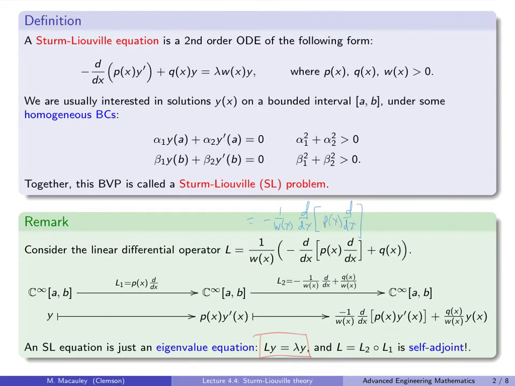Think of this operator plus q of x over w of x. It's not hard to show that this operator is self-adjoint. It's just a multiplication operator. And you can also show that this one is self-adjoint as well. So you can think of this as a sum of two self-adjoint operators. One way to show that this is self-adjoint is to show that both of these are individually, and this is really the only non-trivial one.